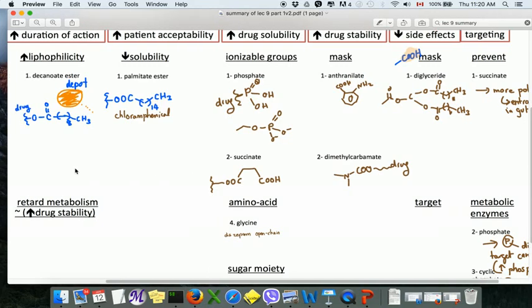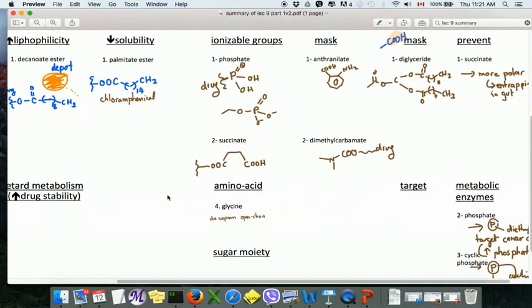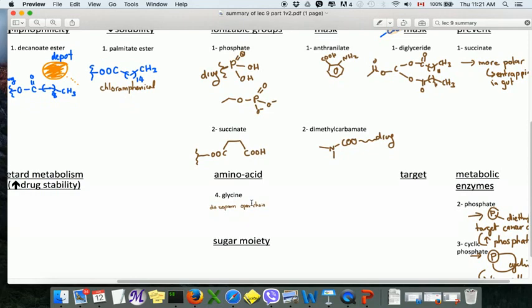Of course, you cannot increase the lipophilicity, because if you increase the lipophilicity, it's hydrophobic. It's not hydrophilic anymore. So what do you do? You attach to it an amino acid, because the amino acid is ionizable. It has, for example, a COOH or an NH2 that can be ionized into NH3 plus or COO minus. Okay, and at the same time, the amino acid can be absorbed because of the transporter system. Remember this part?